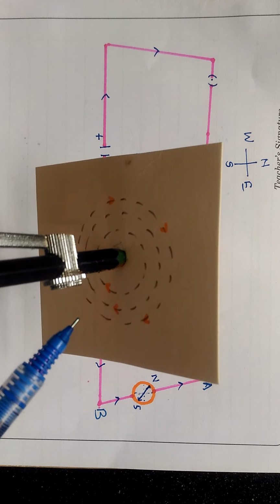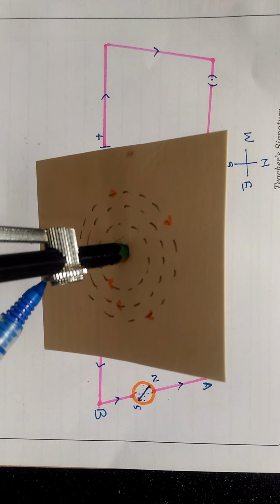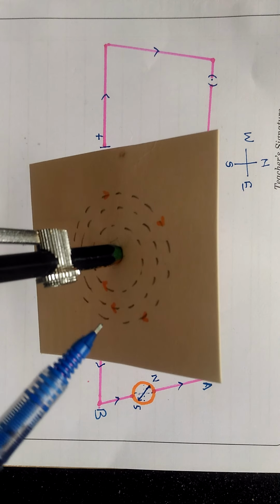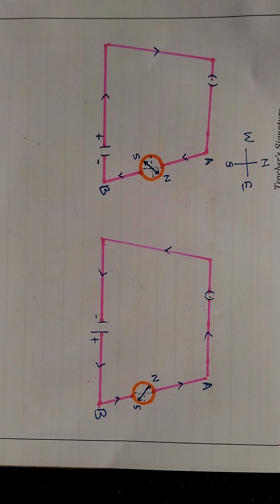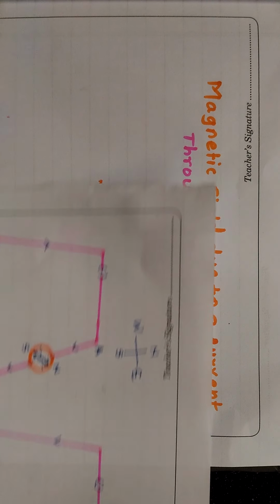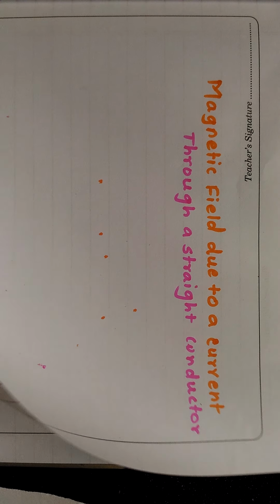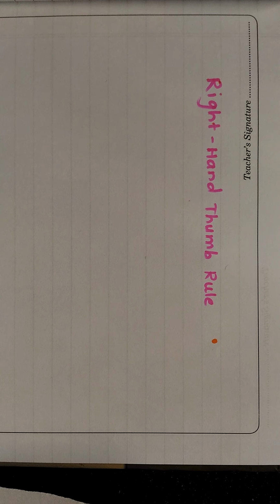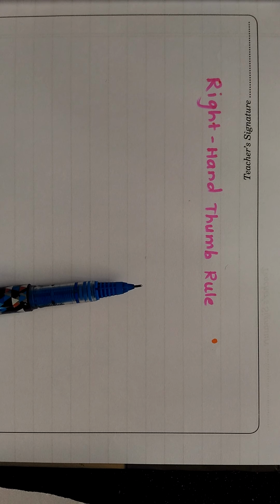Still one question remains unanswered. When the direction is clockwise and anti-clockwise, how to remember the magnetic field line direction? For that, we can discuss the right hand thumb rule. Through this right hand thumb rule, we will come to know the direction of magnetic field in a straight conductor. It is a very simple rule.